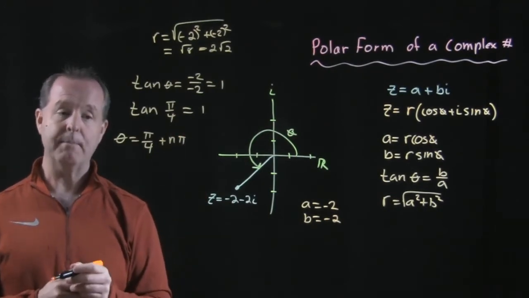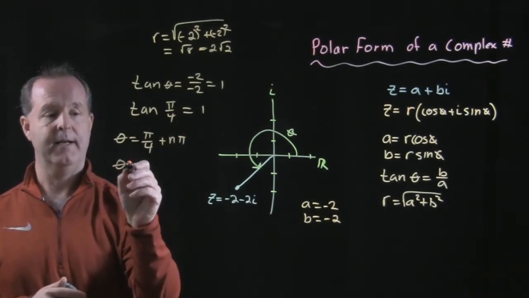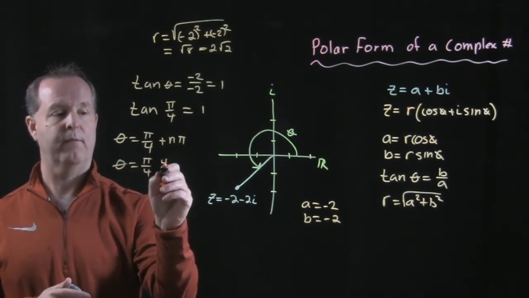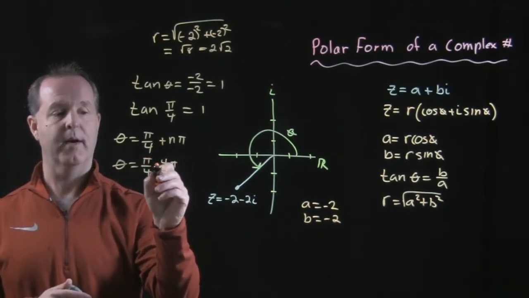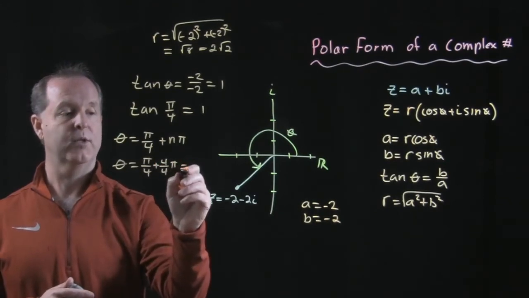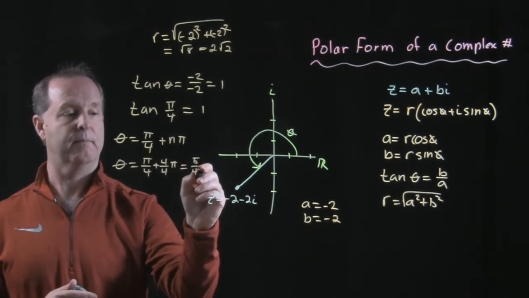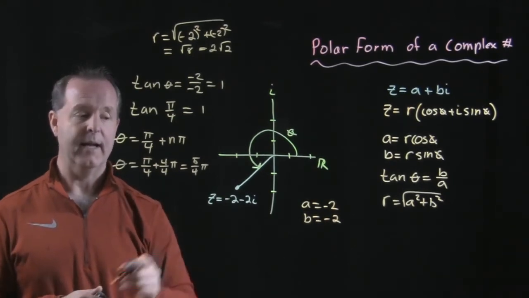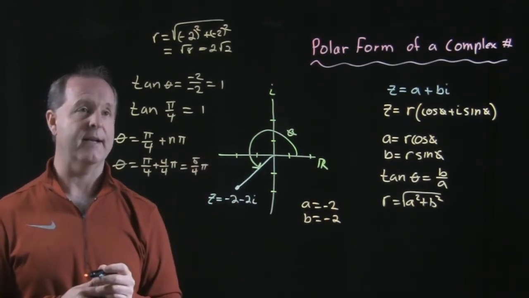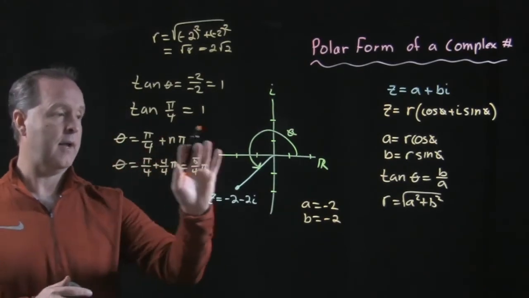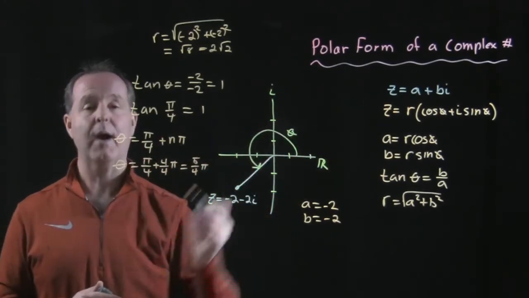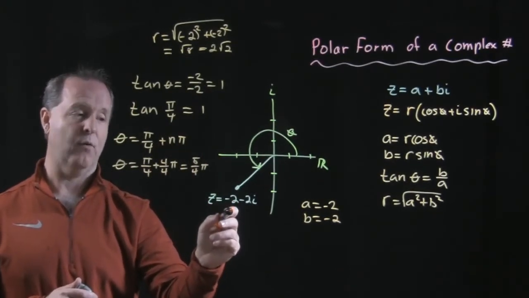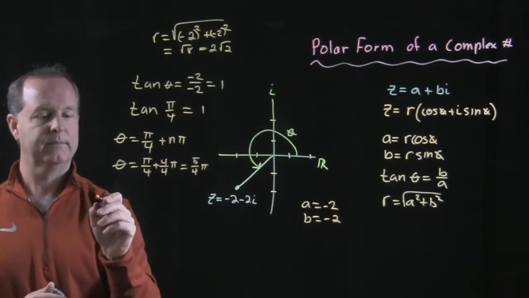So let's just add 1 pi to that. So theta would equal pi fourths plus, we'll say, 4 fourths pi. That's 1 complete pi, which equals 5 fourths pi. And that is an angle that extends into that third quadrant. And that shows us that we have the correct theta now. So given that we have r and we have theta, we're now able to rewrite our complex number that was given in rectangular form in polar form.